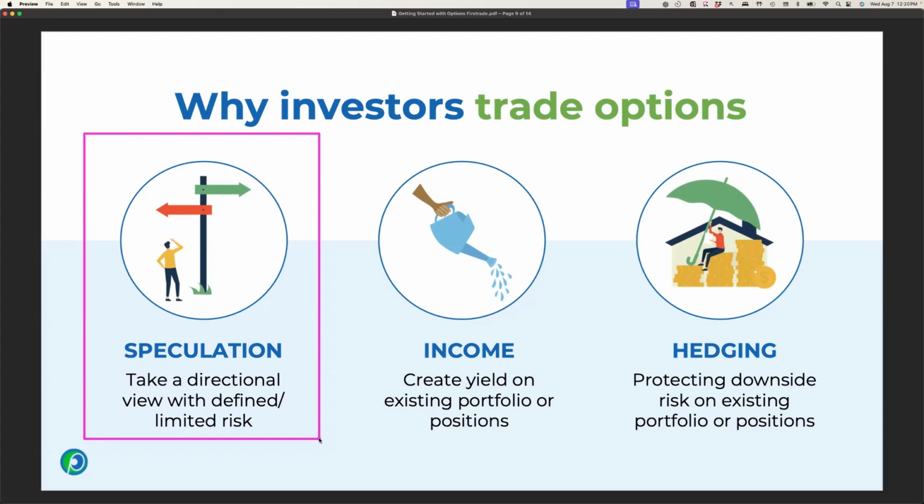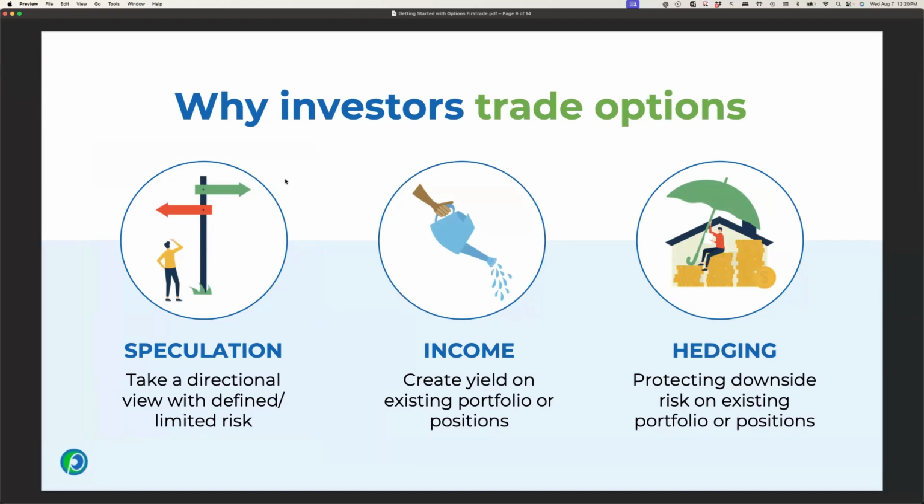There are just a lot more views that you can express using options than you can with stocks, right? So if you think a stock is going to get more volatile, you can profit from that. If you think a stock is going to get less volatile, you can profit from that. If you think it's bullish or bearish or neutral, you can profit from all of these. So you just have a lot more different possibilities that you can potentially profit from trading options.